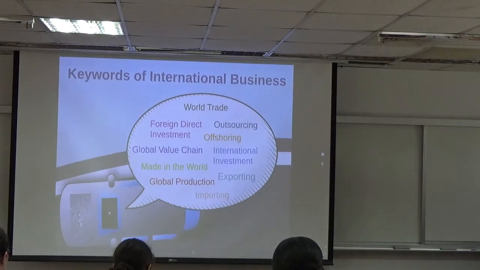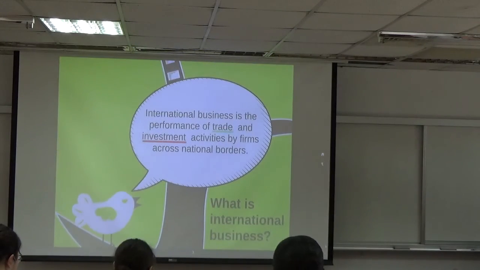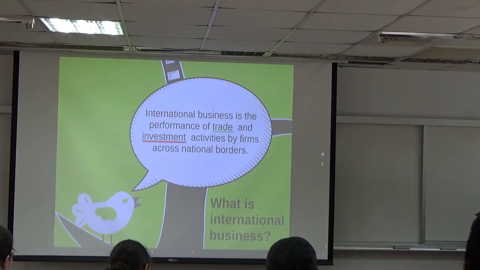So these are the keywords you've probably already seen in the video. Many of them are representative of different dimensions of international business activities. If we look at the definition from the textbook, I mainly use the concept from a dominant IB textbook. International business is defined as the performance of trade and investment activities by foreigners across national borders. So cross-border is a keyword as well.